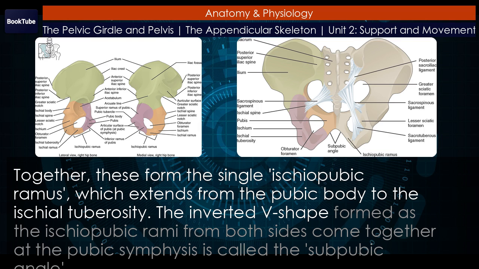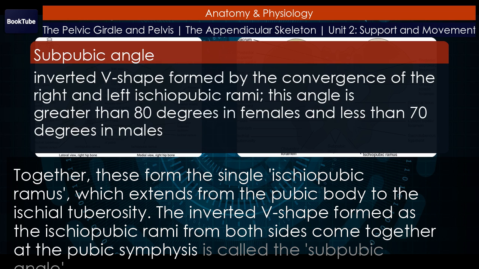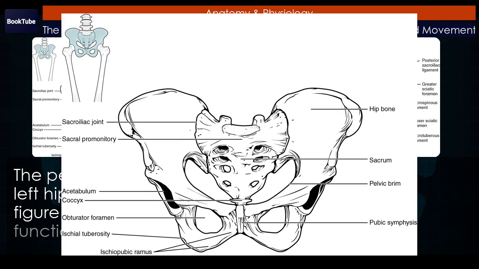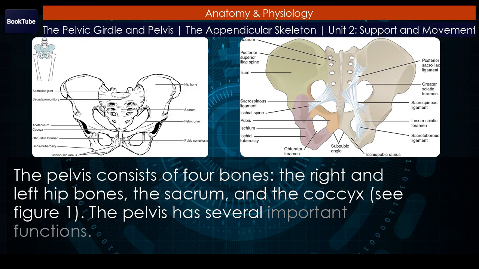The inverted V-shape formed as the ischiopubic rami from both sides come together at the pubic symphysis is called the subpubic angle. Pelvis. The pelvis consists of 4 bones: the right and left hip bones, the sacrum, and the coccyx. See Figure 1.